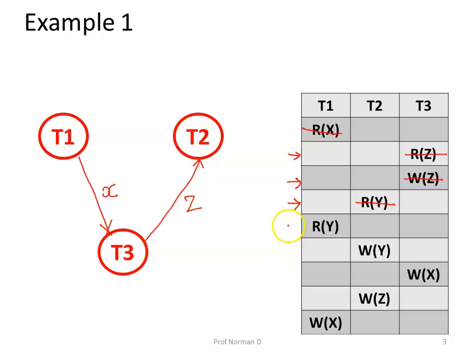Next instruction is from T1, read data item Y. There is a conflict between this instruction and this instruction. So we draw an edge from T1 to T2 on data item Y.